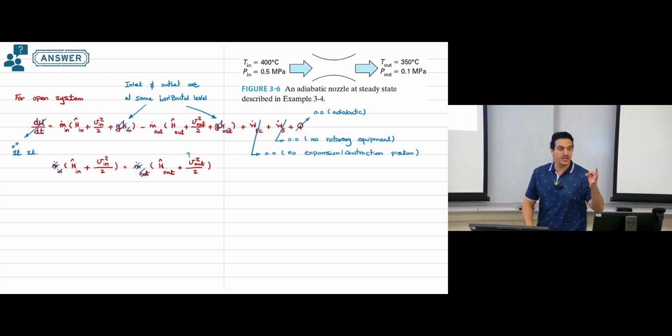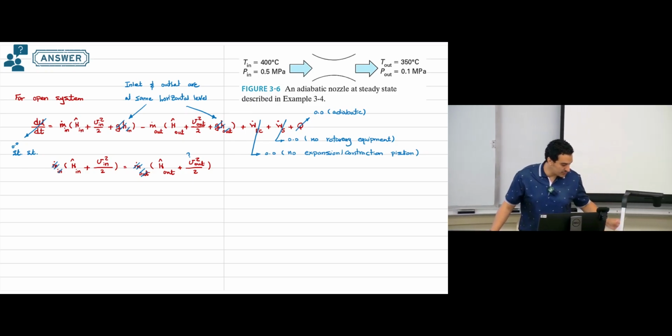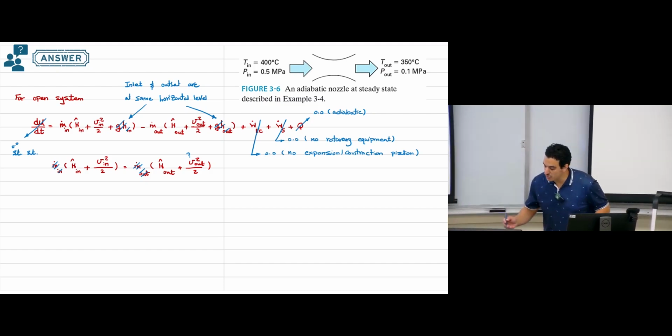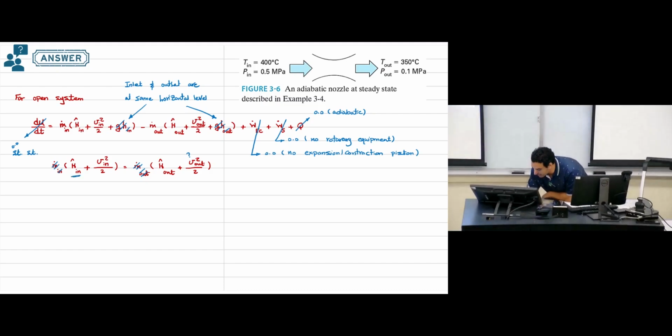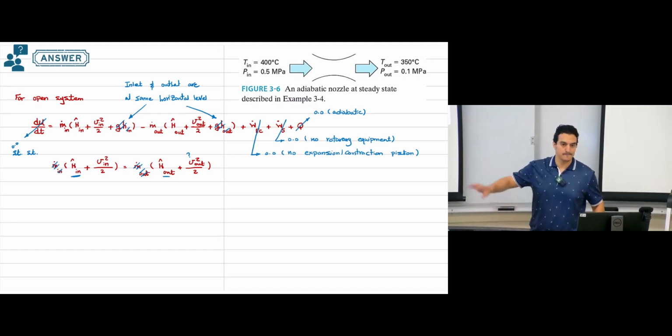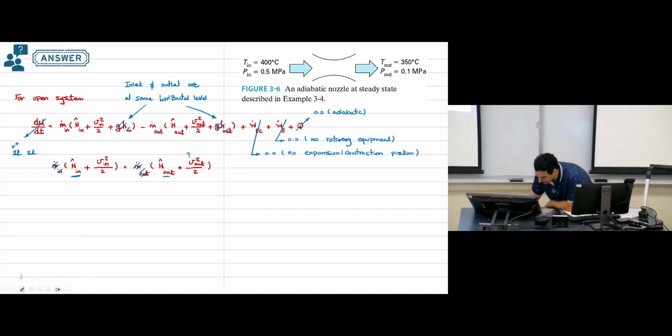Okay, so we have three unknowns here. We have enthalpy of the inlet, enthalpy of the outlet, and then we have the velocity of the inlet. So how can we find the enthalpy of the inlet and enthalpy of the outlet? Steam tables. In this example we have steam, so you can go to the steam tables.